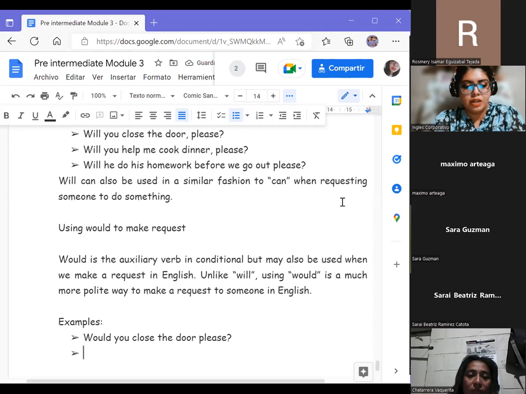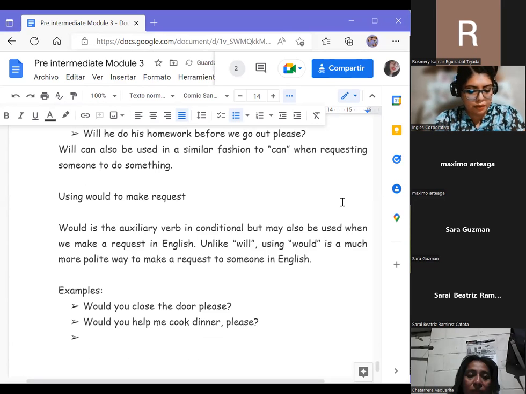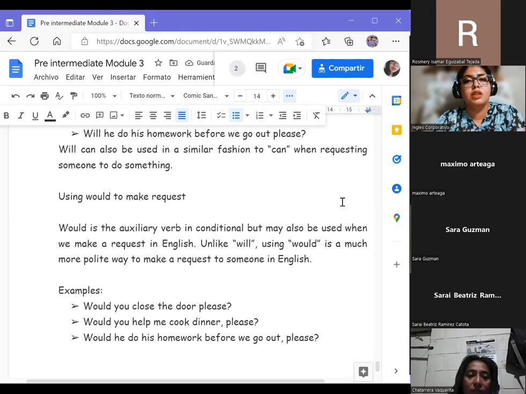Next one, would you help me cook dinner? Next one we have, would he do his homework before we go out, please? So in that case, it's the same sentences, just we are changing the modal verb that we are using.